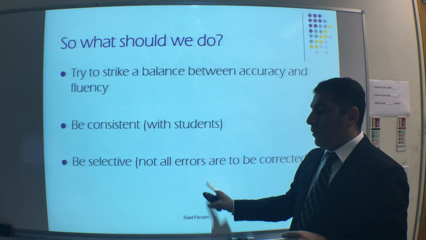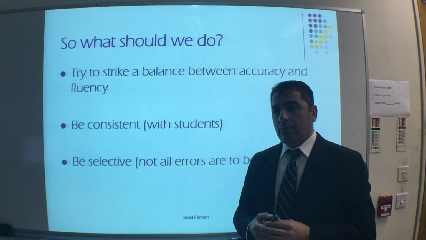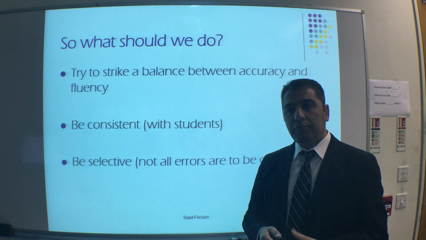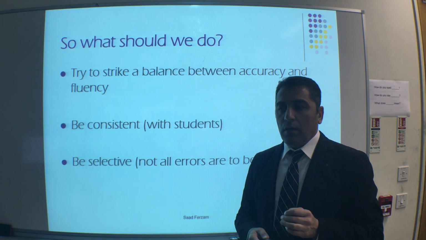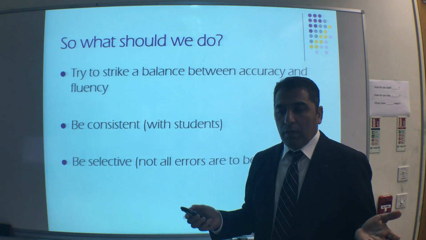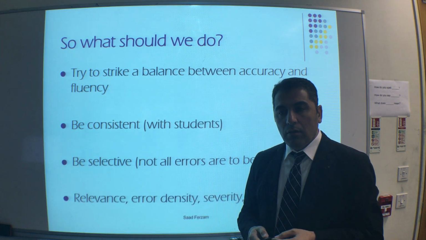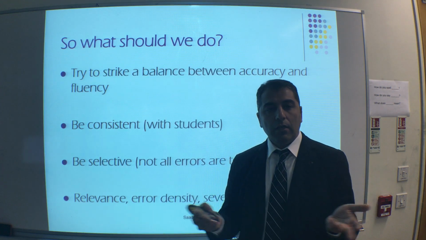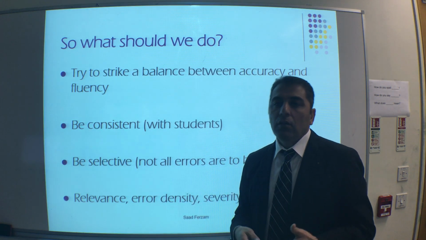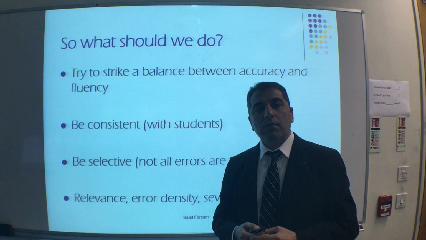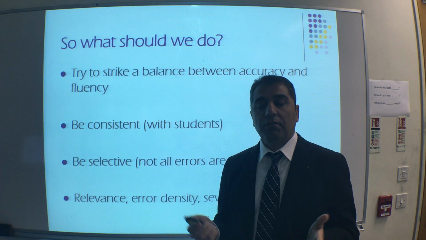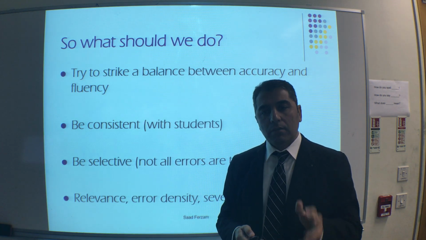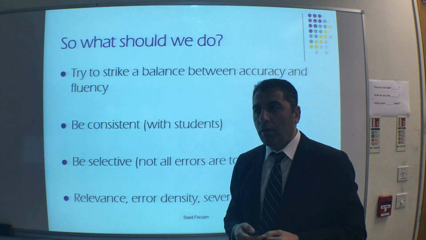Also, there are too many errors in any class, and we can't possibly correct everything. So we have to be selective. You have to pick and choose. How can we pick and choose? Sometimes you pick and choose what's relevant. So let's say today our lesson is about the simple past. If somebody makes a mistake in the simple past tense, for example, if they say, "I speaked French to him," then we fix that because that's relevant to what we're teaching today.